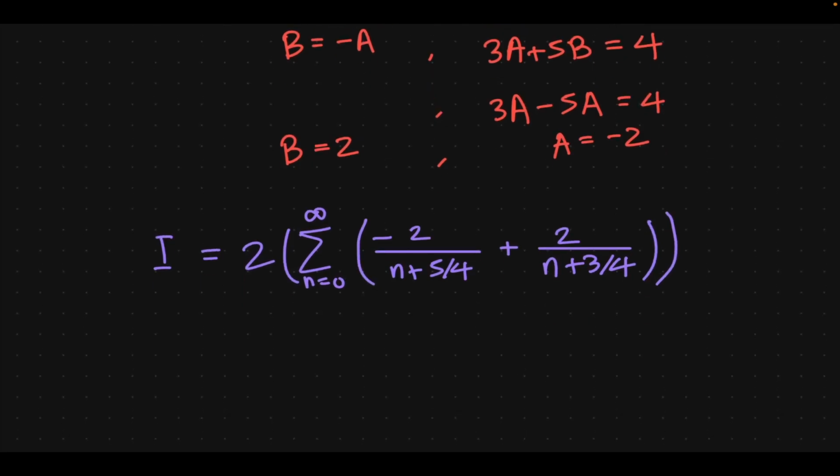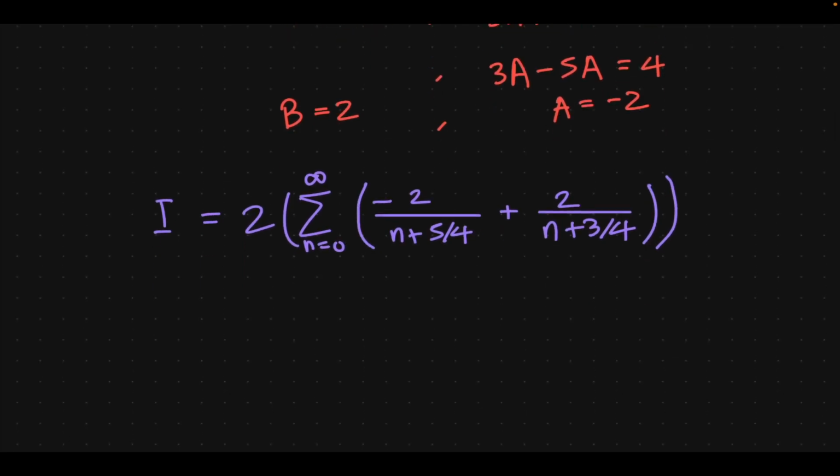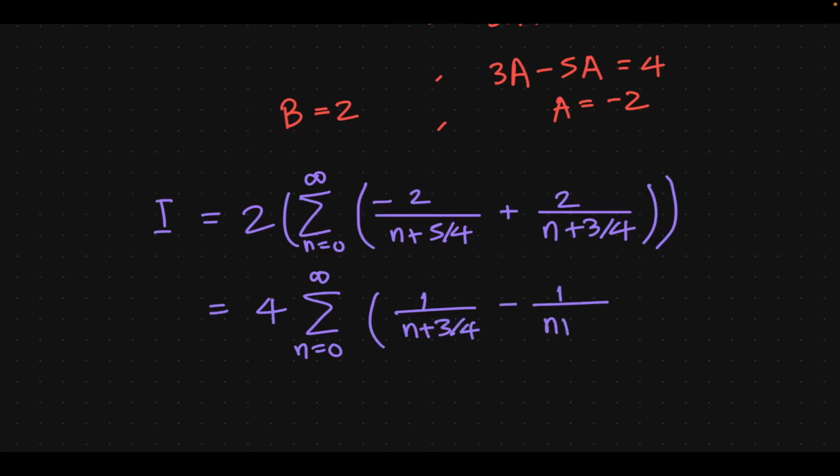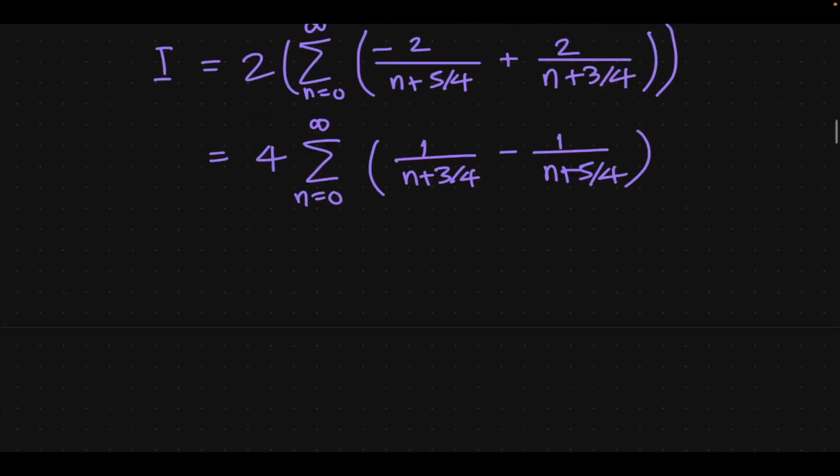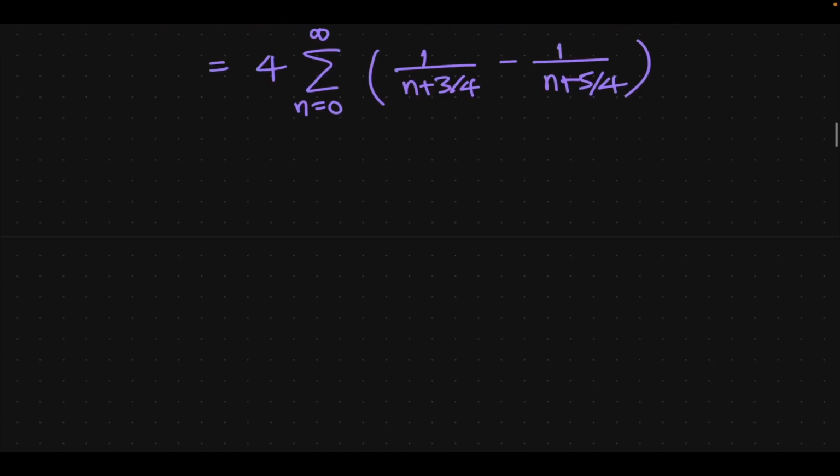Okay, I can pull the 2 out. I can really pull the 2 out. From everywhere, I get a 4 times the sum from 0 to infinity of 1 over n plus 3 by 4 minus 1 over n plus 5 by 4. And this should actually remind you of the videos we've made in the past. This is actually the form we can of the digamma function. Not just one, but a difference of them.